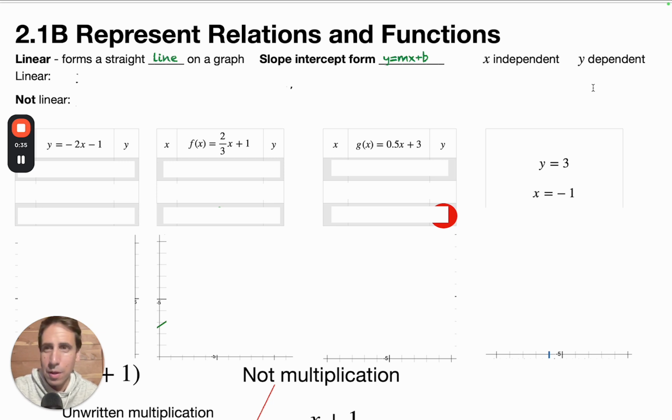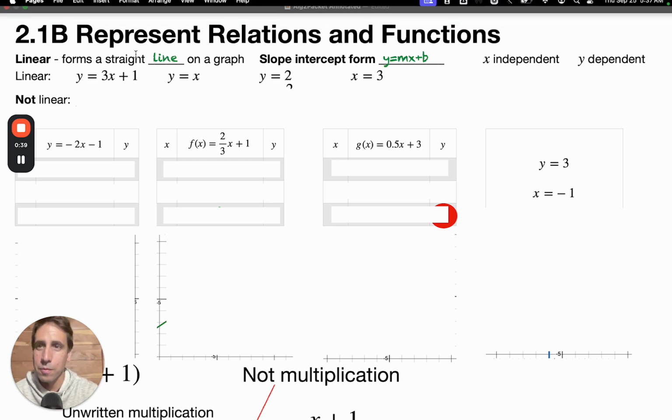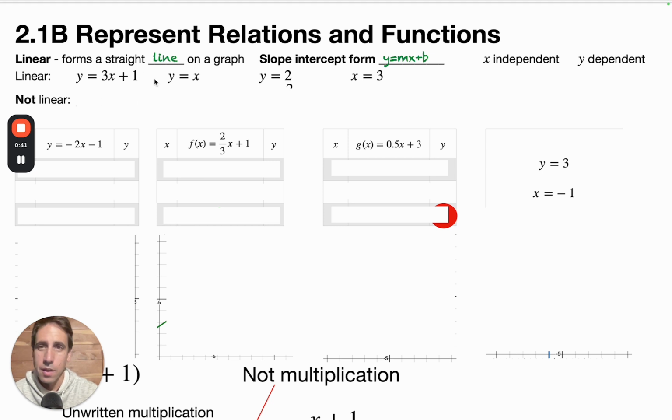So, let's get some examples of what's linear. This first one is in slope-intercept form. Y equals 3x plus 1. Y equals x. I don't see any numbers there, but it's also a straight line. It's diagonal. Y equals 2, that's a horizontal line like this. And then x equals 3, that's a vertical line. These are all examples of what's linear.